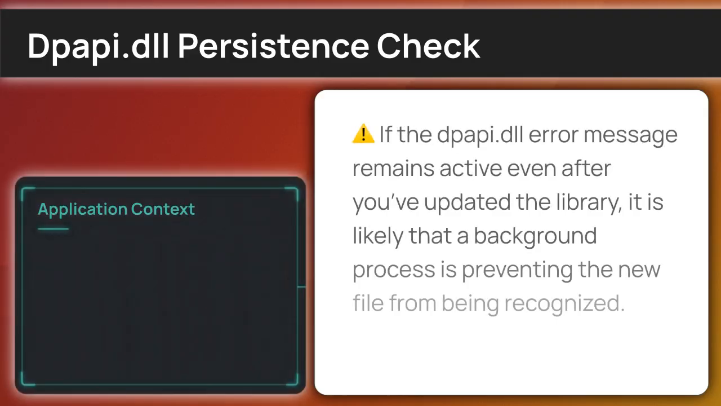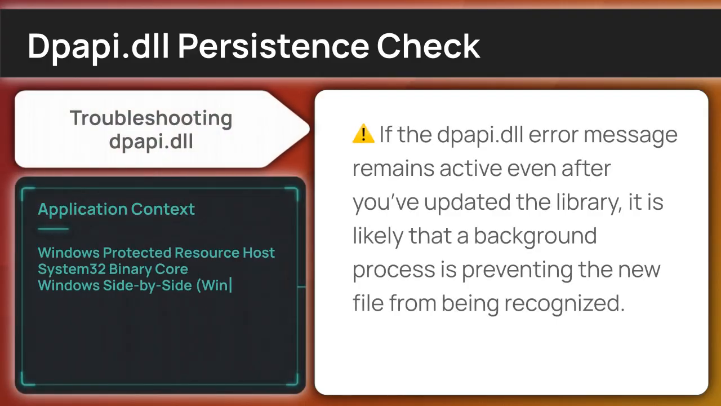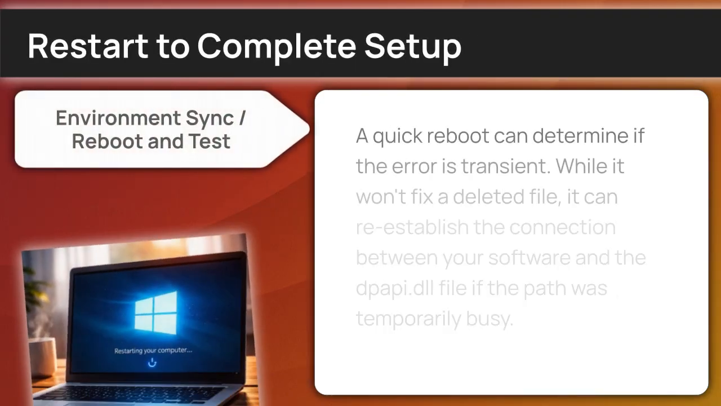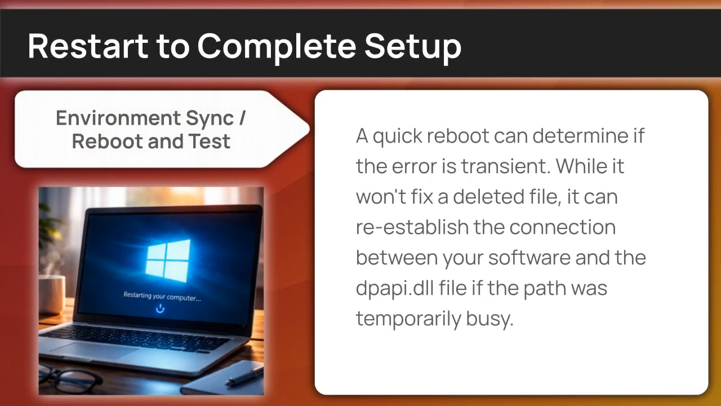If the application still won't initialize, we need to shift our focus to how the Windows loader is interacting with the library. A simple restart can resolve file-in-use errors that mimic a missing Dpapi module message. It's a low-effort step that ensures your operating system starts with a clean execution stack.